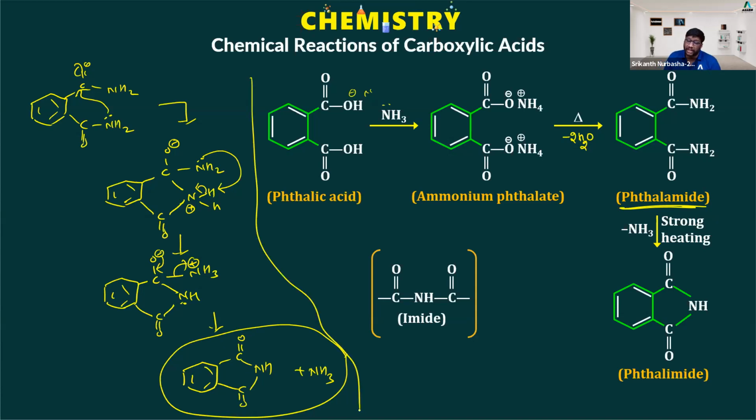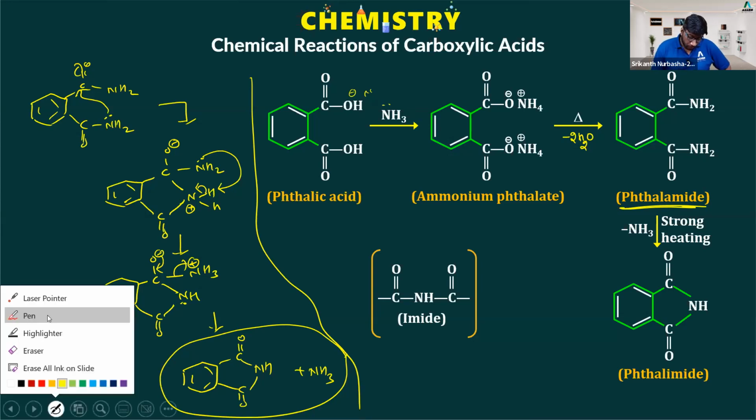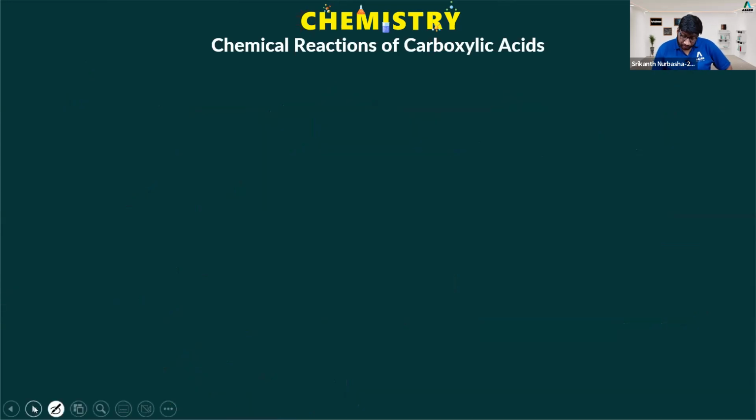And from the phthalimide, you can prepare primary amines. Primary aliphatic amines can be obtained by Gabriel phthalimide synthesis. Phthalimide is treated with alcoholic KOH, followed by alkyl halide upon heating, and lastly you do acidic hydrolysis. That will form primary aliphatic amines. Right, students? This was the reaction with ammonia.